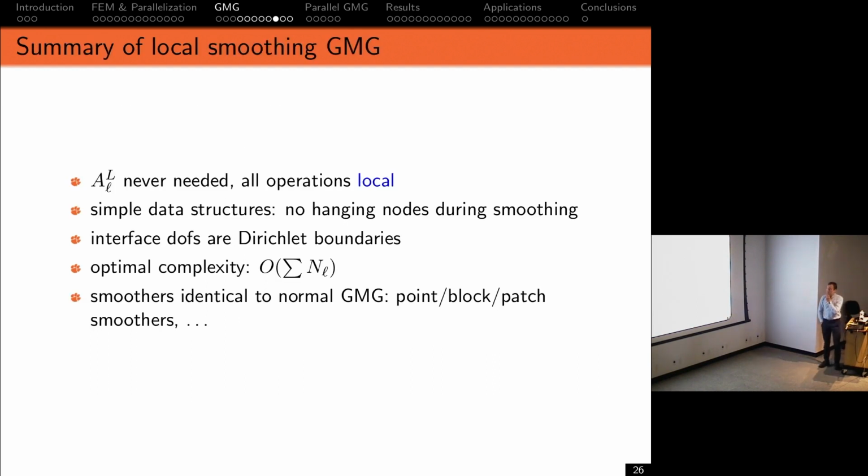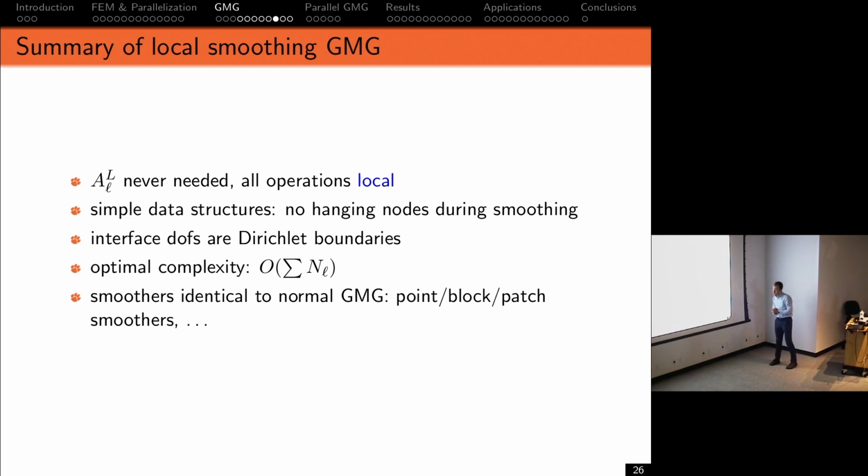I never need anything on the lower levels, so all of the things are local. It's also quite convenient. The data structures become very simple because I only have to deal with these local areas. There's no hanging nodes, and so on. And the interfaces are basically boundary conditions.